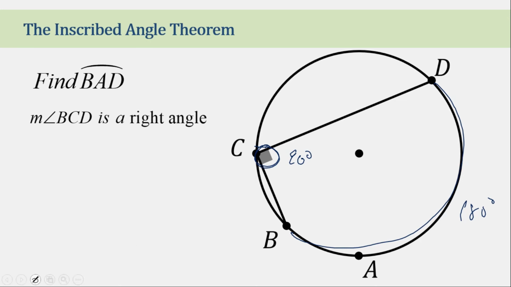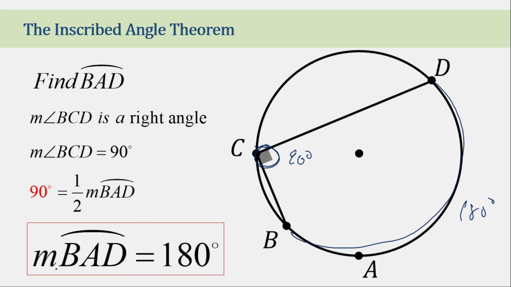So that is a right angle. Therefore, it should have a semicircle intercepted arc. That is 180 degrees.